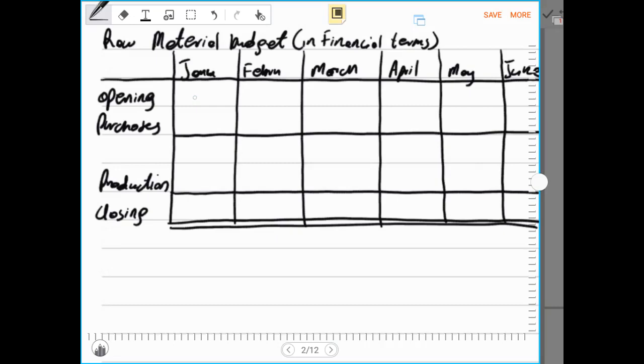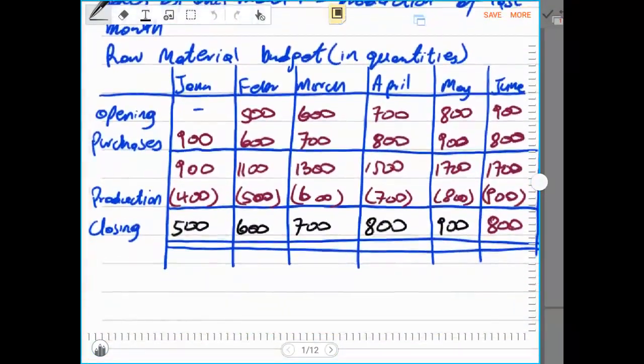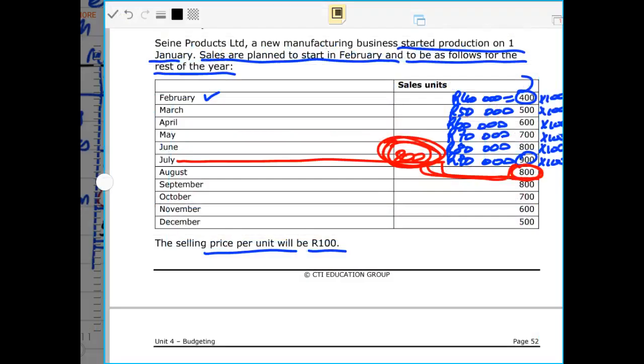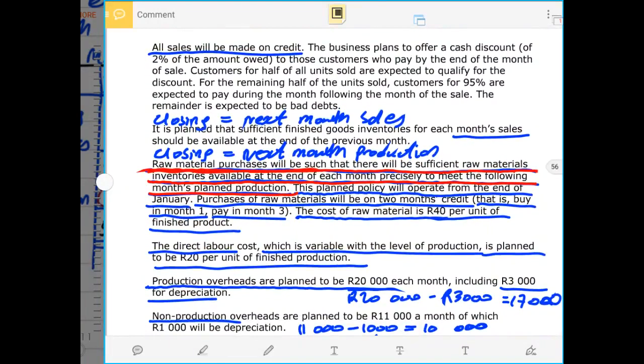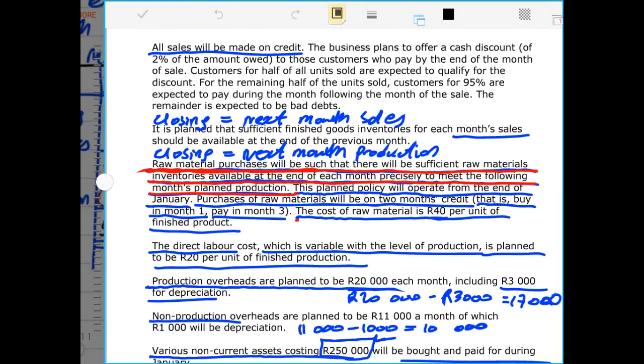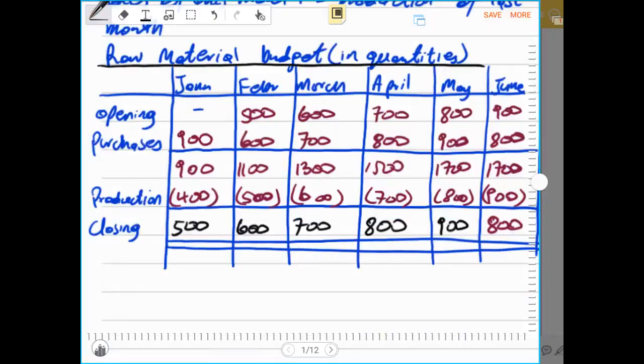So now when it comes to this budget, there is nothing new that we are doing, guys. Everything that we are doing is from this budget. The only thing that we do, we take the raw material budget in quantities. We multiply it by the cost of the material per unit. And the cost of raw material per unit was given to us as 40 rand. So this is the amount that we multiply with. Take that into consideration. So now we multiply every unit by 40 rand.